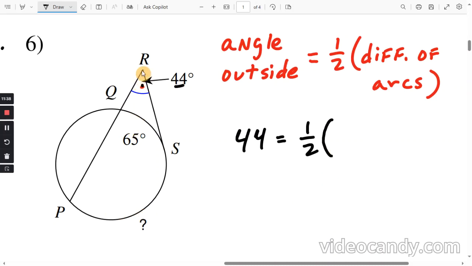All right, so we see this angle. It reaches point S and point P. So this arc right here, the larger arc, is question mark. We don't know what it is. You can call it X if you want, or you can call it question mark. And we're taking the difference, so we are subtracting. And the other arc is this one right here. See the angle, it intercepts this arc and this arc. So the smaller arc is 65.